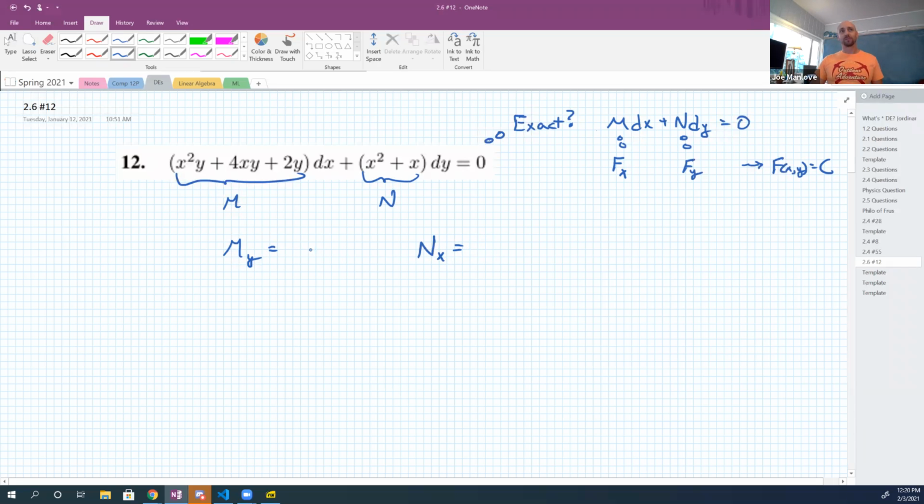So what's my M_y? X squared plus 4x plus 2. Good. And N_x looks like 2x plus 1. Well, those aren't the same. No, they aren't. So the conclusion I can draw is that this is not an exact equation right now. So an integrating factor is going to be something that I can take this whole equation, multiply through by, and have it become exact. So how do I come up with such a thing?